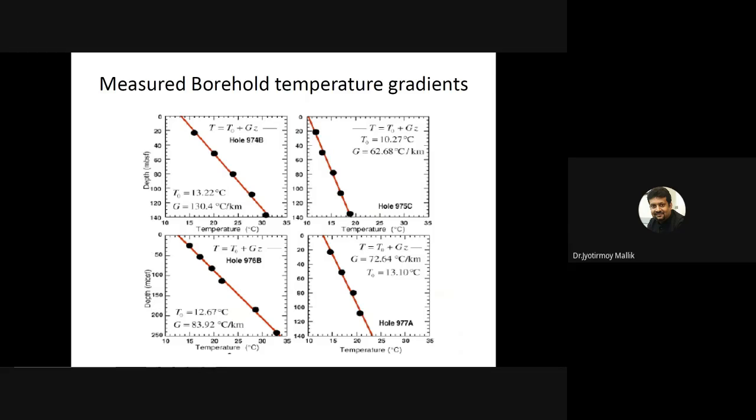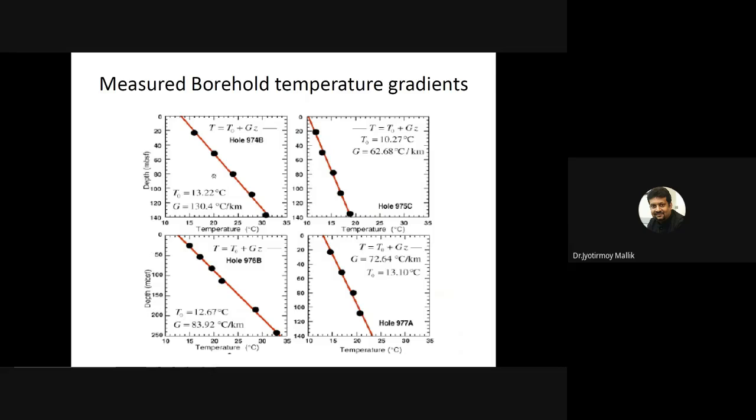Now, from boreholes drilled inside the earth, people have calculated geothermal gradients, and you can see there are different geothermal gradients that people have proposed. They vary from around 84 degrees centigrade per kilometer, this one is around 72 degrees centigrade per kilometer, this is around 62 degrees centigrade per kilometer, and this is 134 degrees centigrade per kilometer.